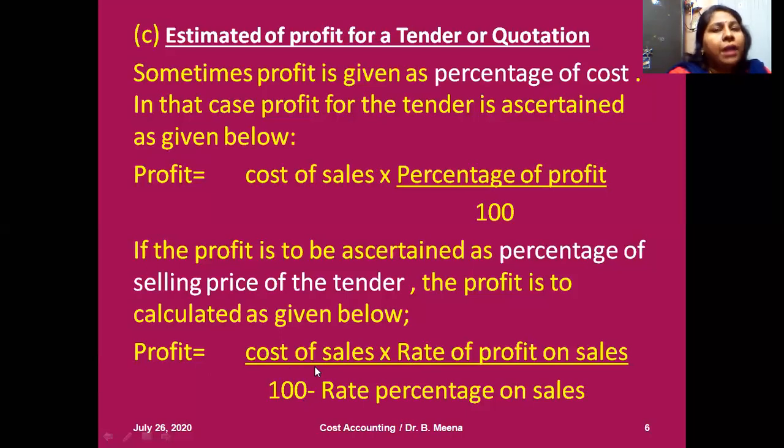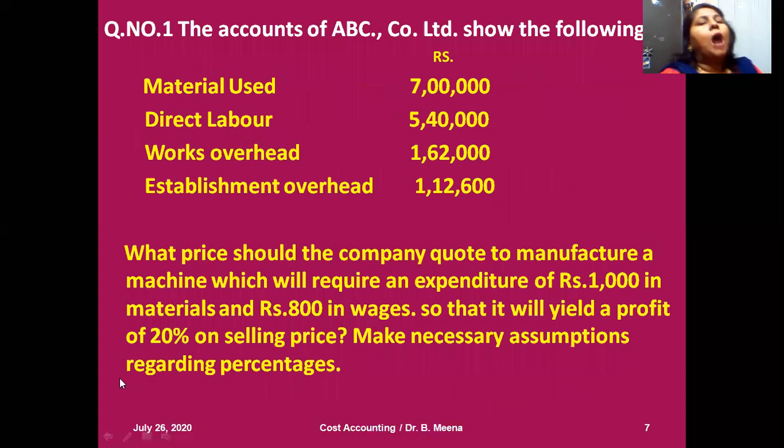So have a clear understanding of how to calculate the profit for the tender or quotation. Look at the problem, whether the percentage is given on sales or on cost. Based on that information only, decide whether to make use of the first formula or the second formula to calculate the profit. So we will look into one problem to understand how to prepare the cost sheet under the tender or quotation model.